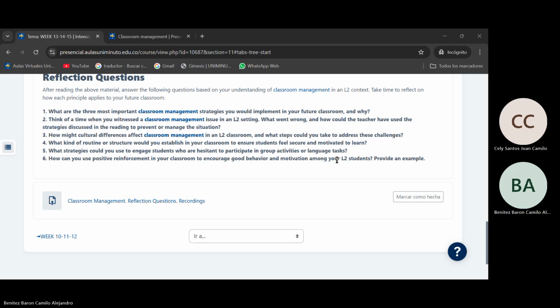All right, great. So our next question goes on: what kind of routine or structure would you establish in your classroom to ensure the students feel secure and motivated to learn? Tell me, Carmen. Okay, it's really interesting this question because as a teacher, we work with a lot of students around our grades, really know how to do that.